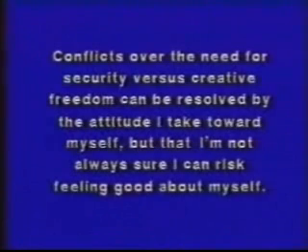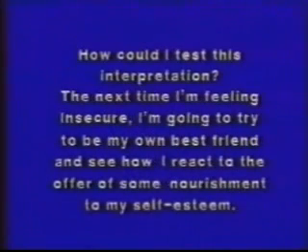My dream interpretation suggests that conflicts over the need for security versus creative freedom can be resolved by the attitude I take toward myself, but that I'm not always sure I can risk feeling good about myself. How could I test this interpretation? Well, the next time I'm feeling insecure, I'm going to try to be my own best friend and see how I react to the offer of some nourishment to my self-esteem.